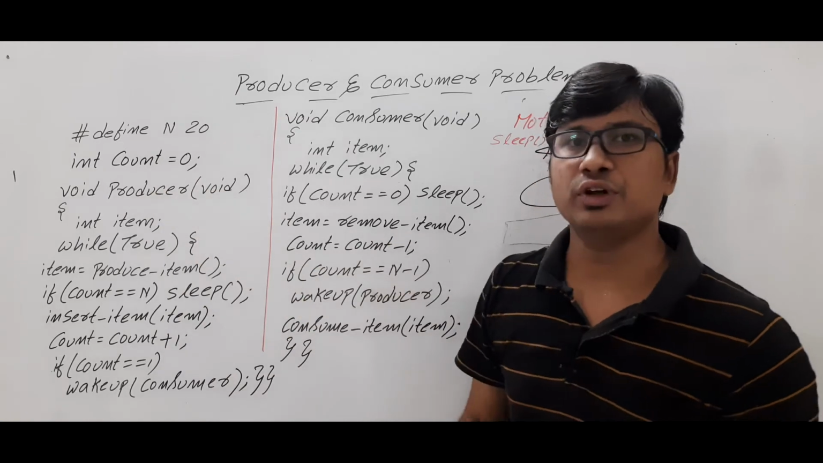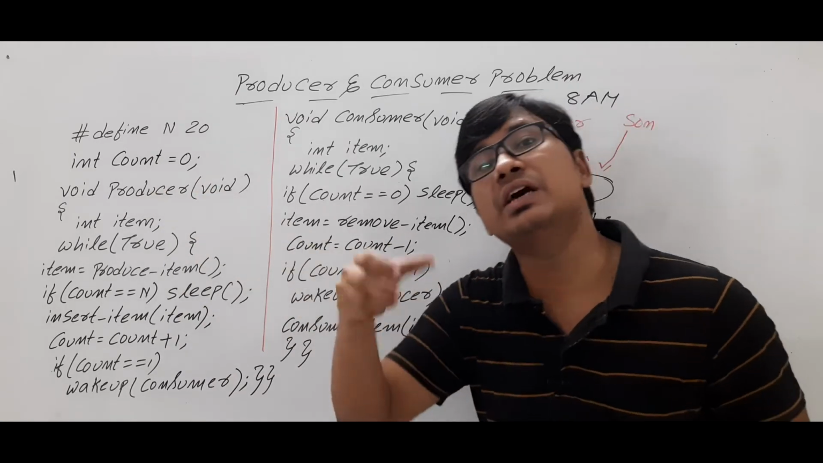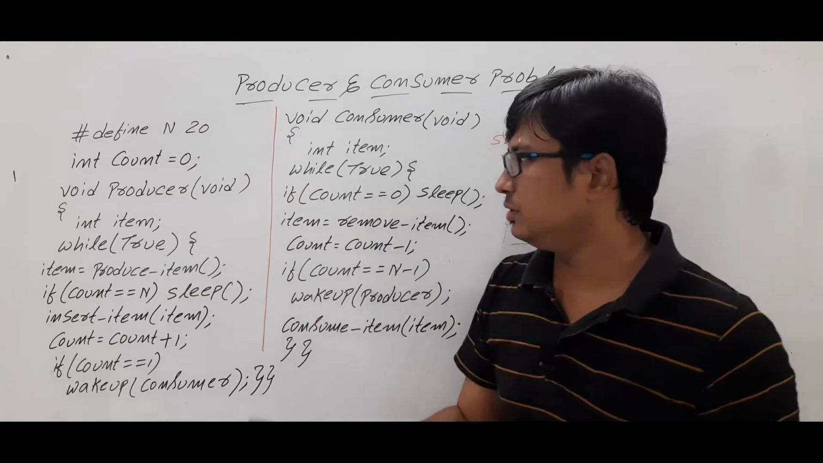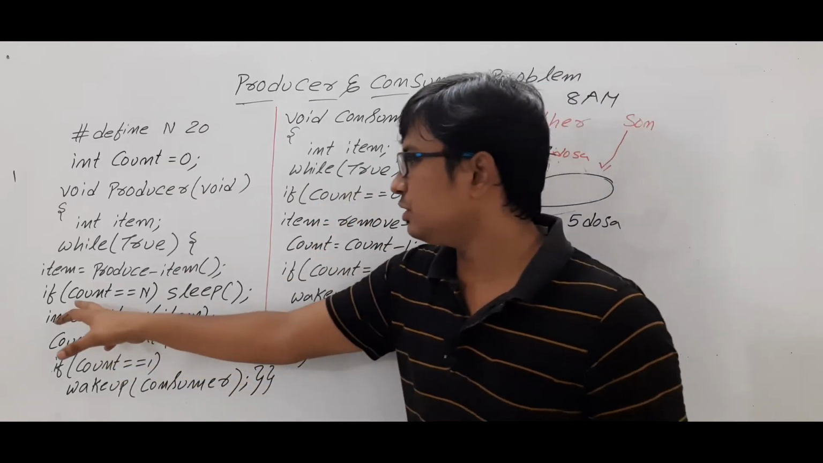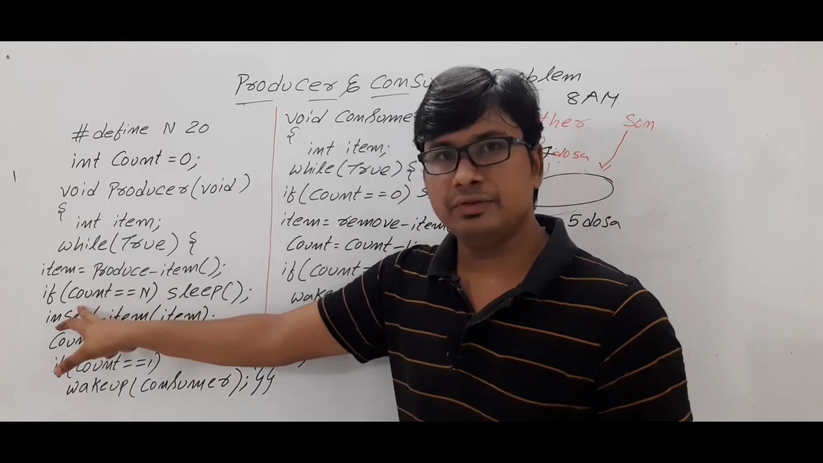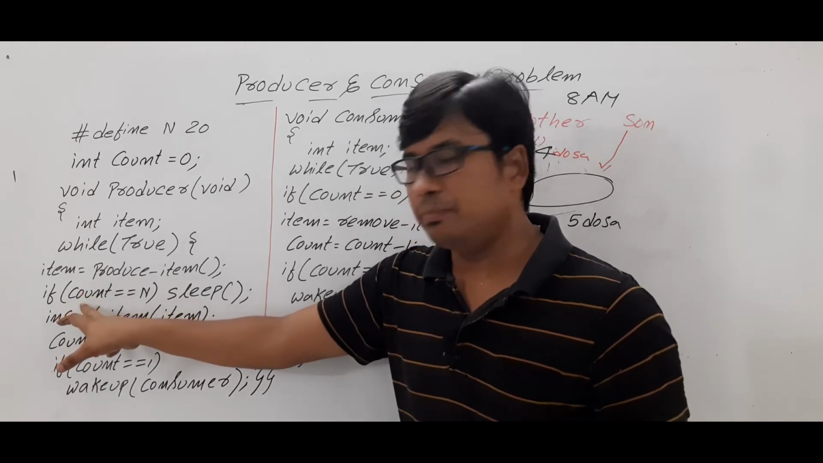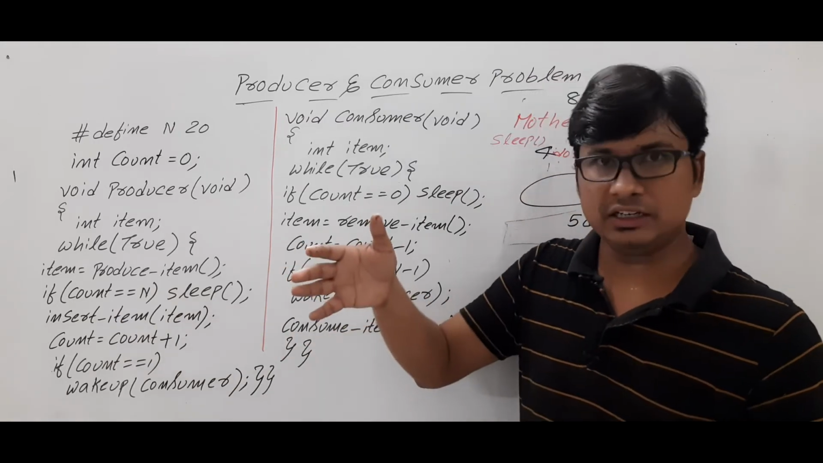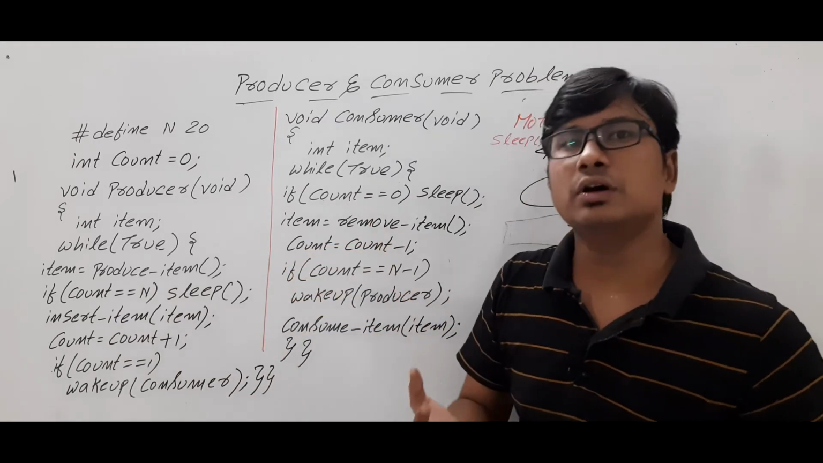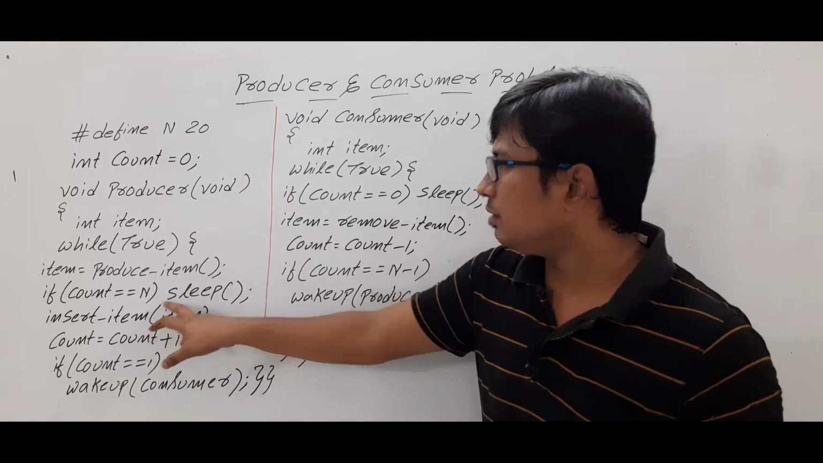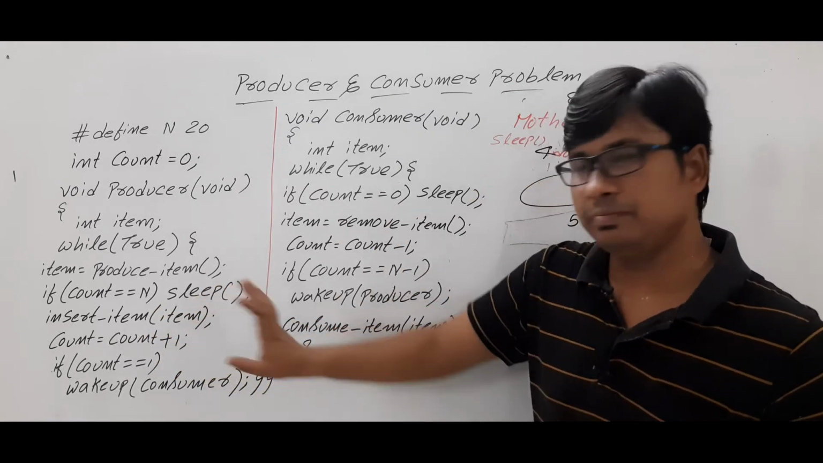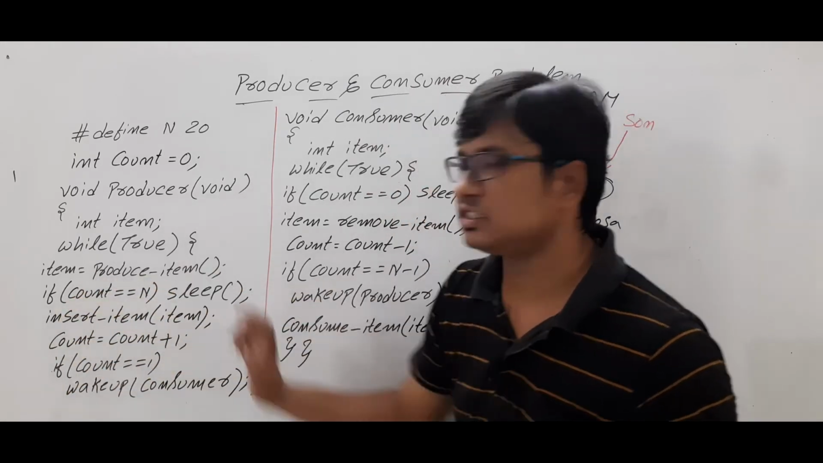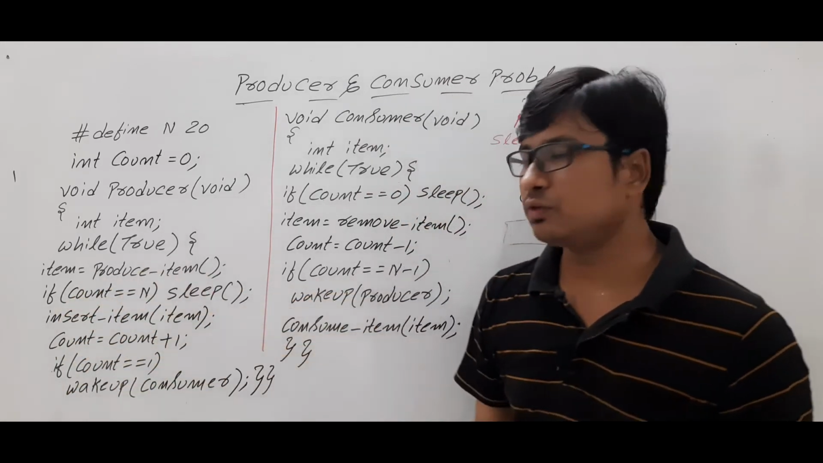This is useful for you to know how many items are there in the buffer, and this N is the maximum capacity of the buffer. Okay, so if the number of items in the buffer is equal to maximum capacity, then the producer has produced all the items. Now it is the task of the consumer to consume. So what the producer will do, he will go to sleep. Is it clear?